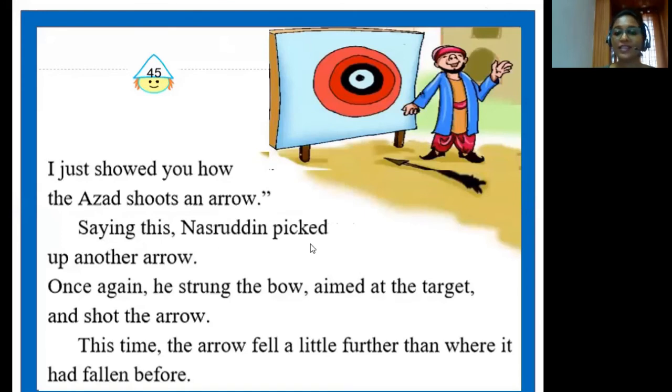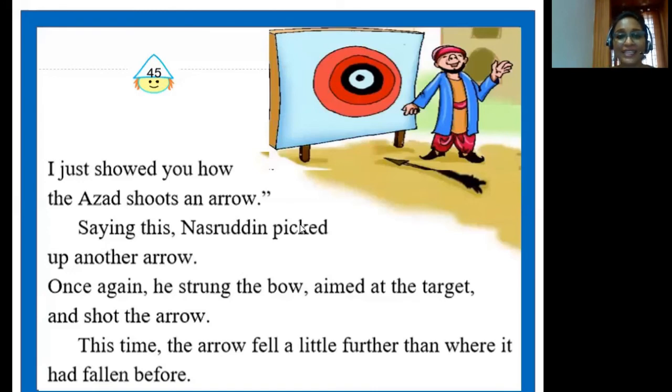Saying this, Nasruddin picked up another arrow. Once again, he strung the bow, aimed at the target and shot the arrow. This time, the arrow fell a little further than where it had fallen before.